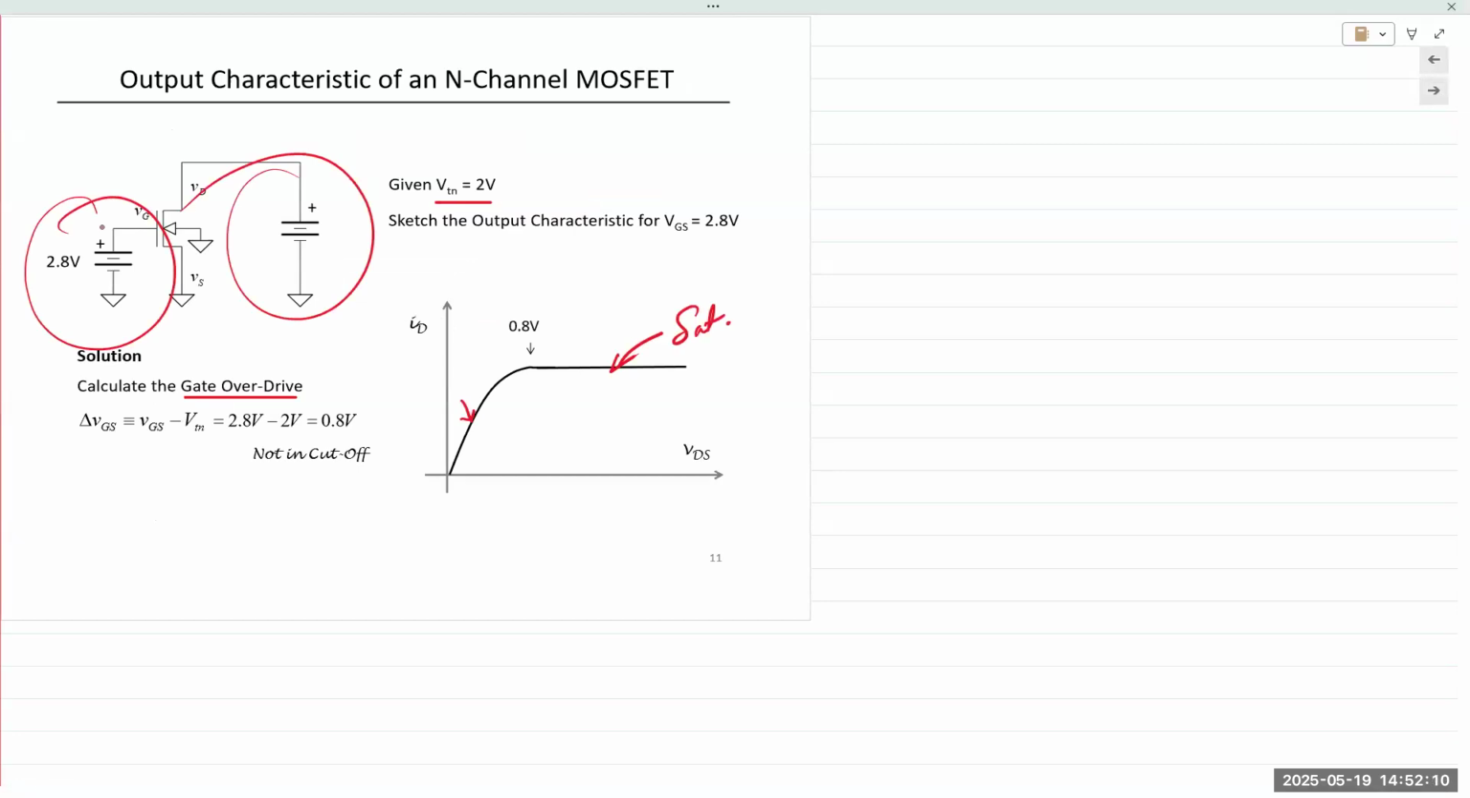So VDS and VGS. If we know that the threshold voltage is 2 volts, we must apply VGS in excess of 2 volts, right? If you apply 2.1 volts, then the gate overdrive voltage is 0.1. If you apply 2.8, as shown here, then the gate overdrive voltage is 0.8, which is shown right here. This is a plot of output drain current as a function of the drain source voltage VDS.